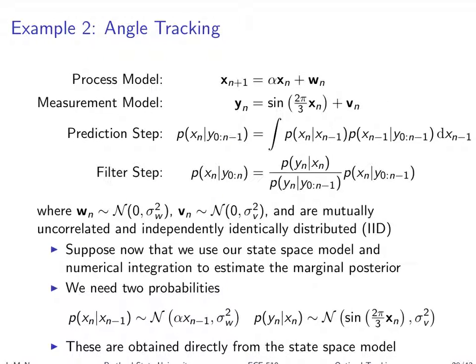All right, so angle tracking. We've got a process model, a very common process model, a first order autoregressive process model. Basically what this process model conveys is that the state changes slowly from one time to the next.